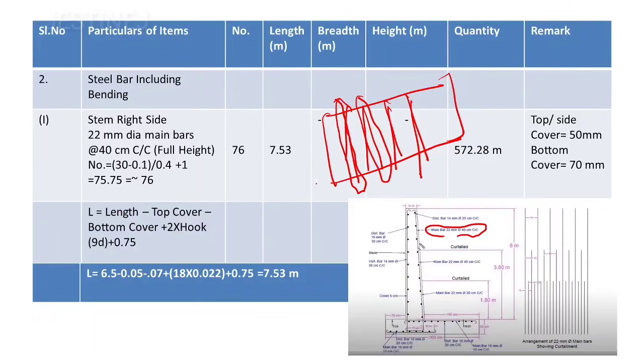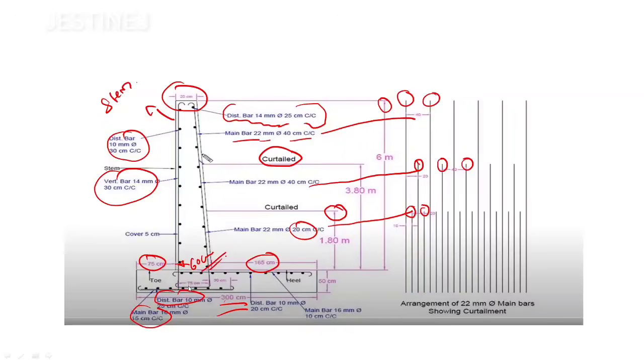Here you can observe that the total length you can calculate from 6 plus 0.5, you get 6.5, that length minus top cover. If you are taking this 6 meter, the top cover is also included, and if you are taking this 50 centimeter, this bottom cover is also included. So you have to reduce those values, that is minus top cover and bottom cover. Then you have to add the hook values, that is 2 multiplied by 9d, the diameter of the particular bar. Then there is a small statement here, a 0.75 meter. You can clearly observe from this diagram, a 75 centimeter is provided here. So you have to add this value also.